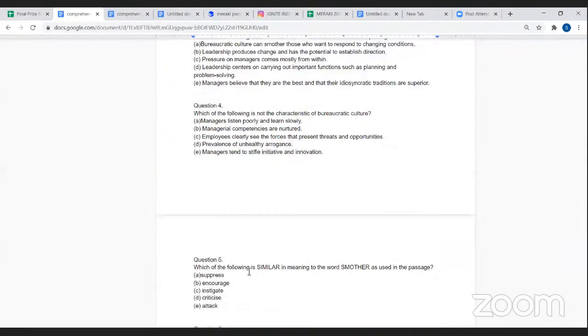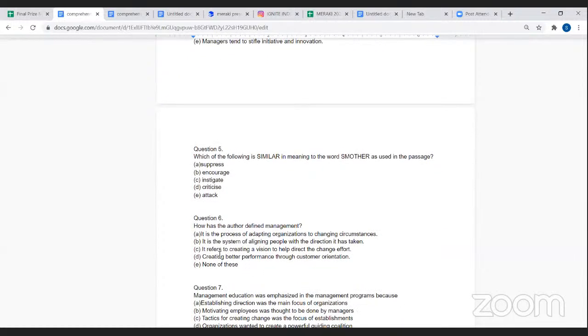It's option C, which refers to creating a vision that helps to direct the change.